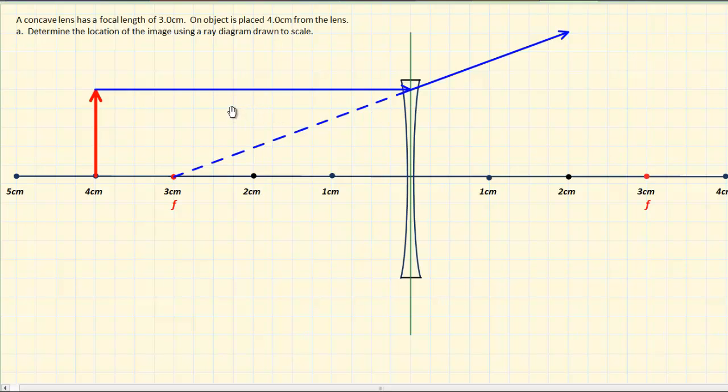So the next ray we're going to draw, just like the previous lenses, is a ray that goes straight through the center of the lens undeflected. So here's my second ray, straight through the dead center of our lens, and it does not deflect at all. Now it's always the two refracted rays that must cross, and for this style of lens, anything diverging, they'll never cross on the real side. It's always going to create a virtual image.